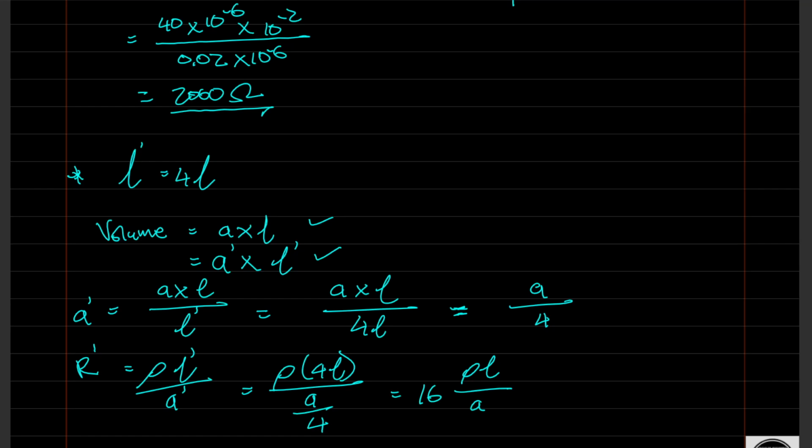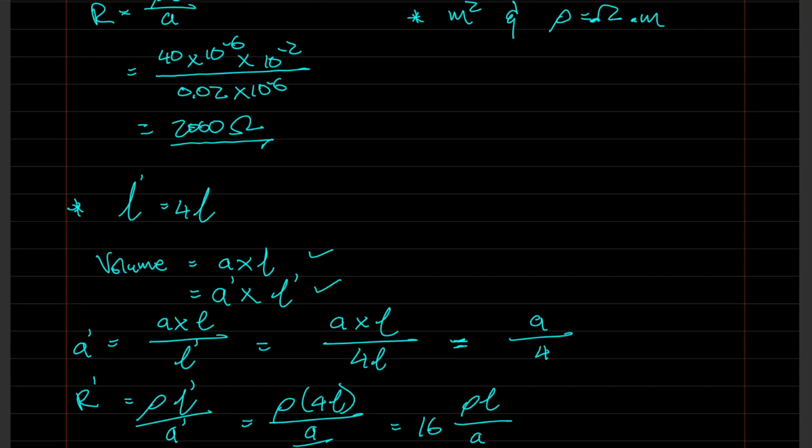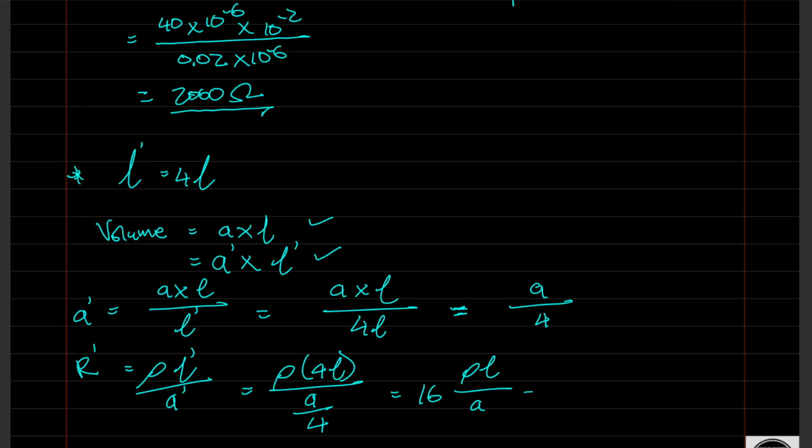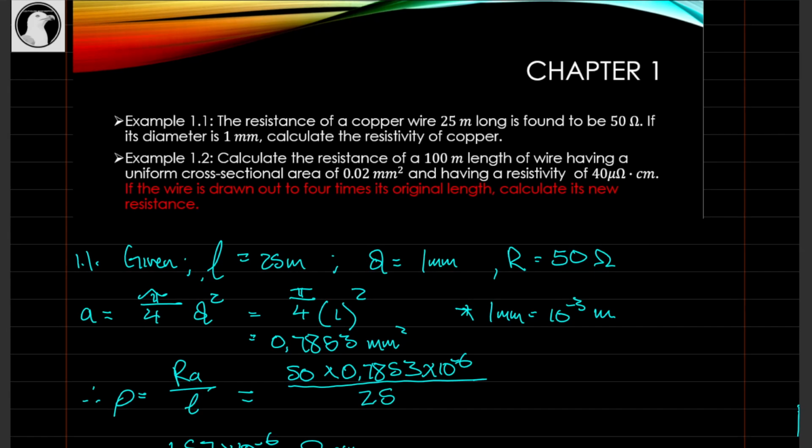But we already know that this ρL over A is going to give us what? This 2000, because that's the resistance. Okay, that was our original resistance. Therefore, we'll be left with 16 multiplied by 2000, which I think is 32, right? 16 times 2000 would be, yes, it is actually 32,000 ohms. Okay, now let us see our next tutorial and see if you can try and attempt it.